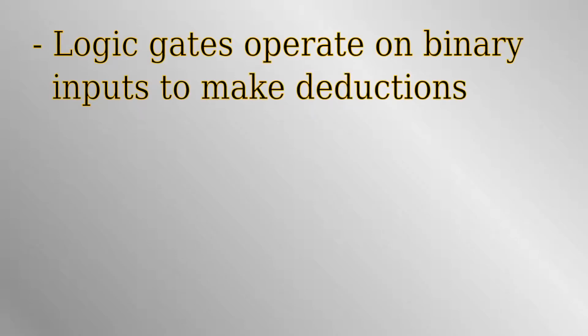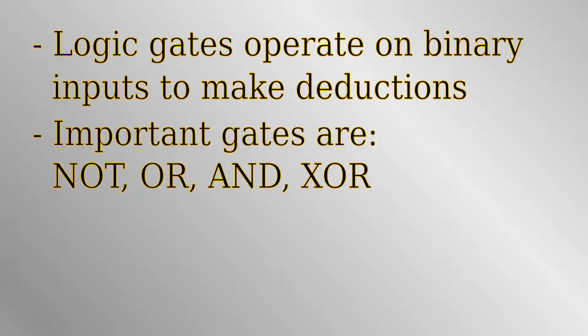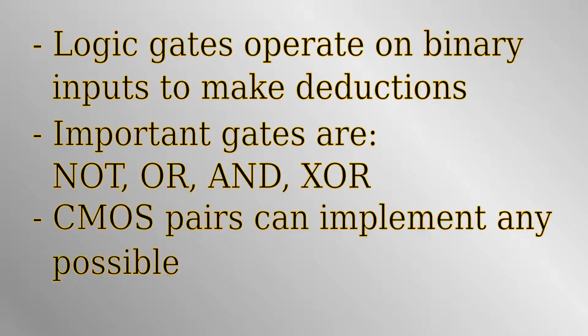To summarize, logic gates are conceptual mathematical objects which allow us to make deductions based on binary true or false statements. For example, if it's true that today is Saturday or today is Sunday, then it's also true that today is the weekend. We have now seen how the CMOS pairs from the last section can be used to practically implement these gates in terms of electronic binary logic.